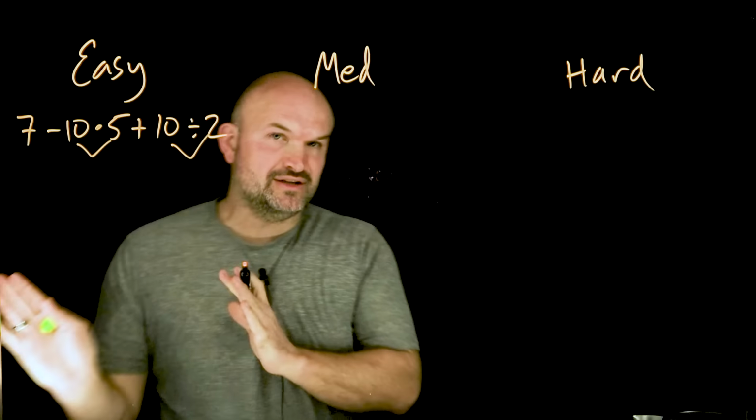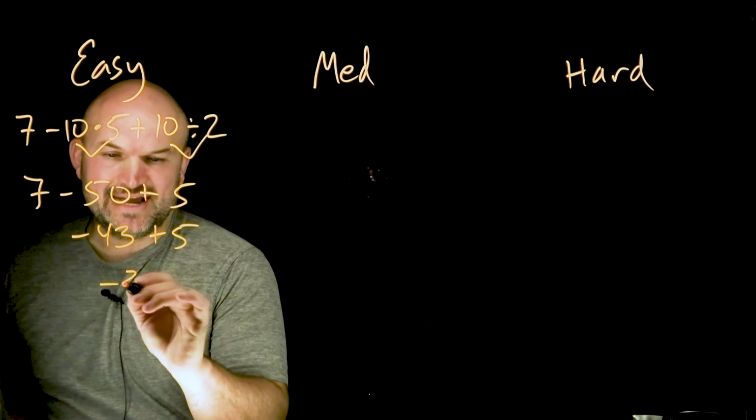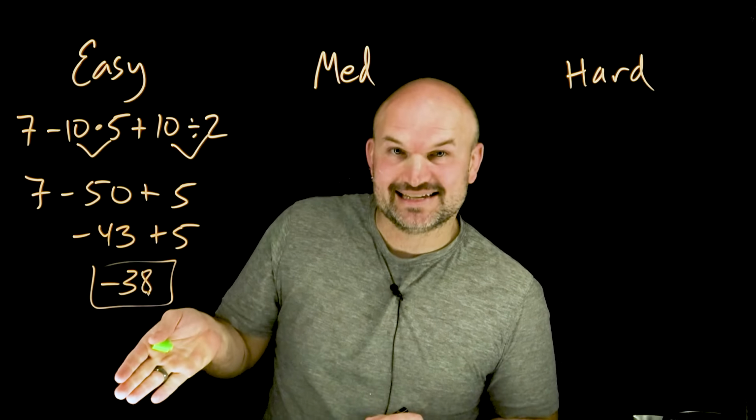Now we have addition and subtraction. Again, addition is not before subtraction. Subtraction is not before addition. It's whatever occurs first all the way to the left, and then you work your way to the right. So in this case, we have 7 minus 50, which is going to be a negative 43. And then we need to go ahead and add 5. When we add 5 to that, we're going to get a negative 38. And that is going to be our answer for the easy example.